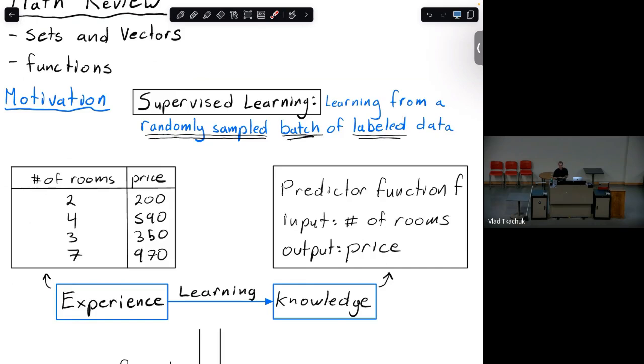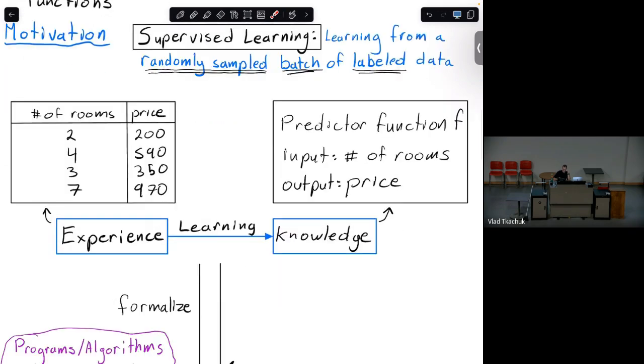So this means you take in some unseen house, and specifically the number of rooms of some unseen house, and then you can predict its price. Okay, so what we're going to do today is formalize exactly what this looks like mathematically, and what these objects are, like what is this table of things and everything and so on.